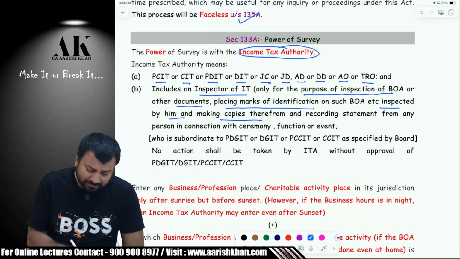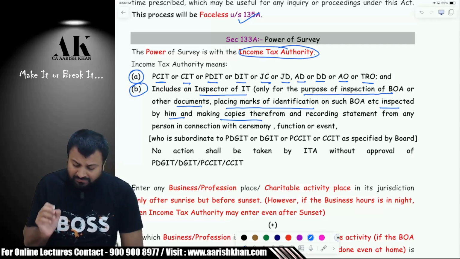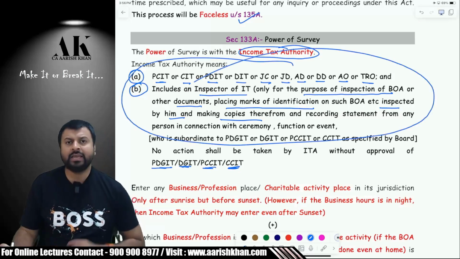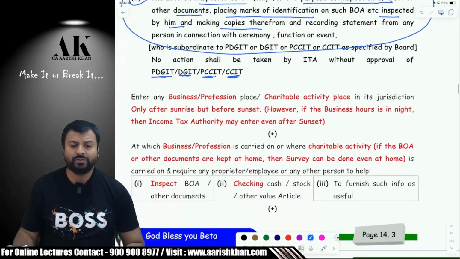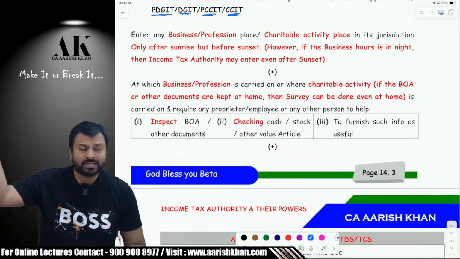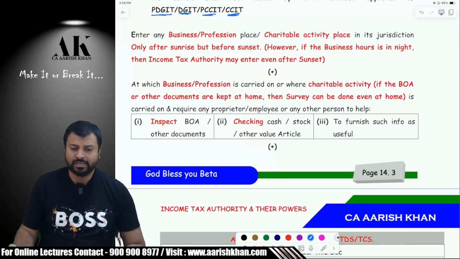Now, all these people, whether it is A or B, all of them have to take an approval from Principal Director General of Income Tax, Director General of Income Tax, Principal Chief Commissioner of Income Tax or Chief Commissioner of Income Tax. All of them, whether it is A or whether it is B, all of them have to take what? An approval from the higher authority, which is Principal Director General Income Tax and other authorities. Okay, I hope it is clear to all of you.